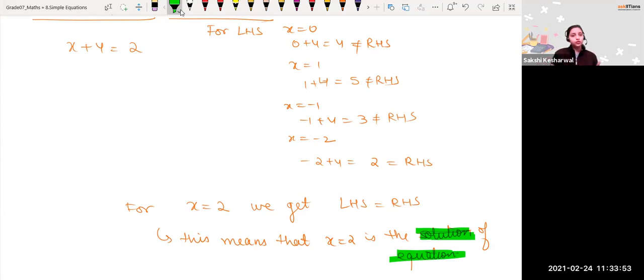What do you mean by the solution of the equation? Solution of the equation means the values of x which satisfy the given expression. That's it. So I think we are done with this chapter and the class.